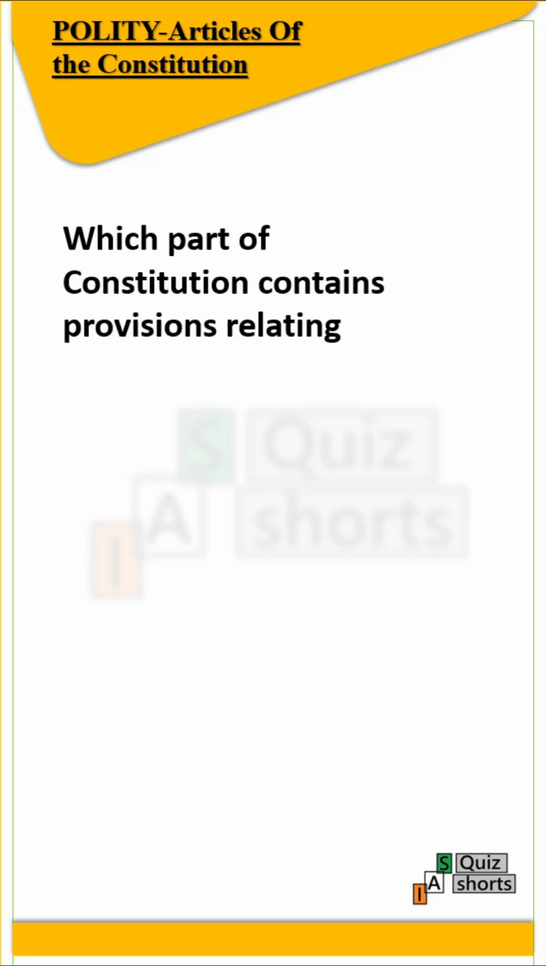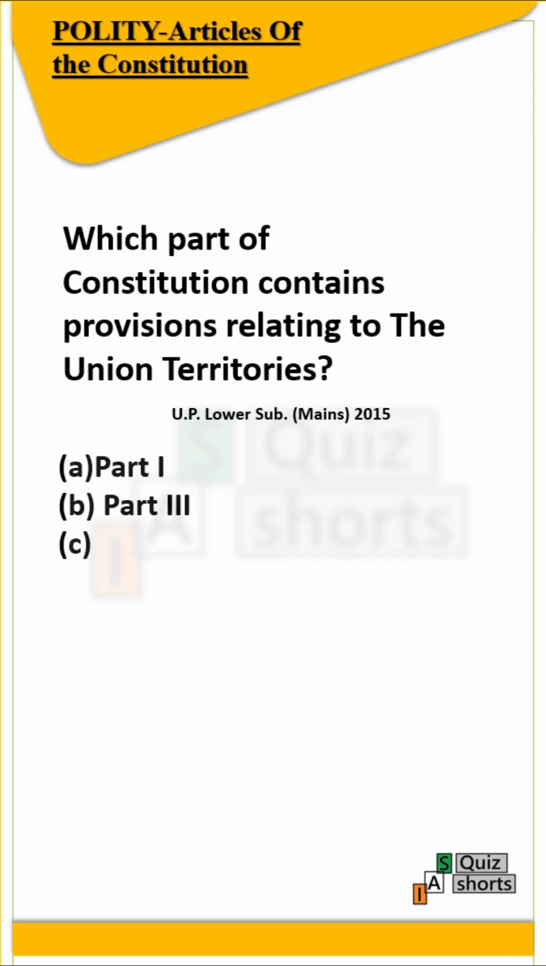Which part of the Constitution contains provisions relating to the Union Territories? Option A Part 1, option B Part 3, option C Part 2, option D Part 8. Answer is option D Part 8.